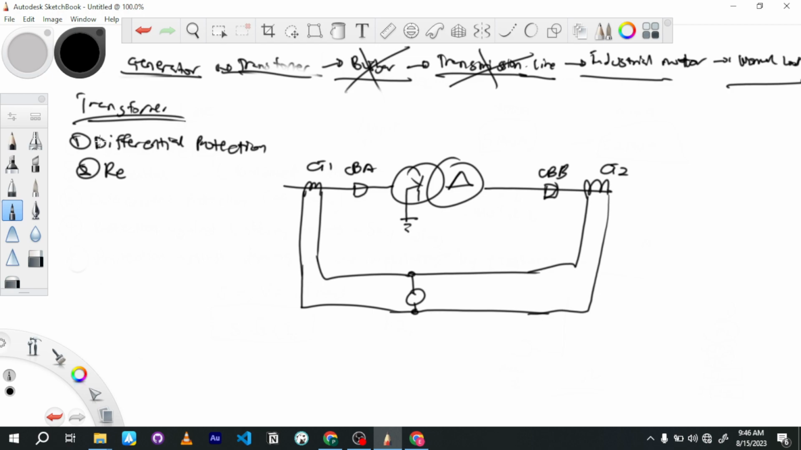I've been told it's not important. Let's move on. So we have the restricted earth fault protection. And so these are the two types of protection that go on in the transformer. Let's see one more.